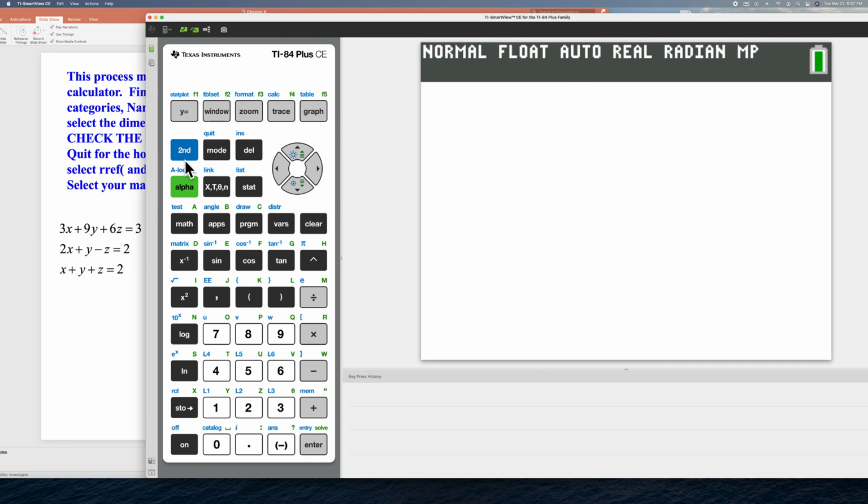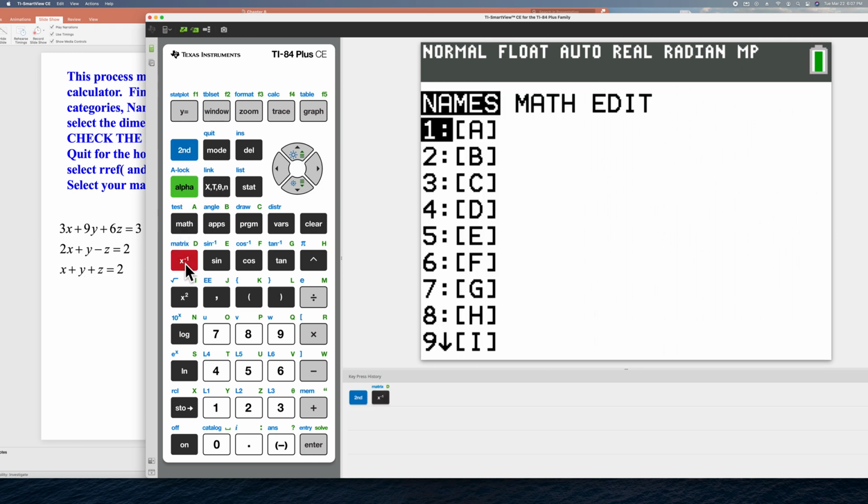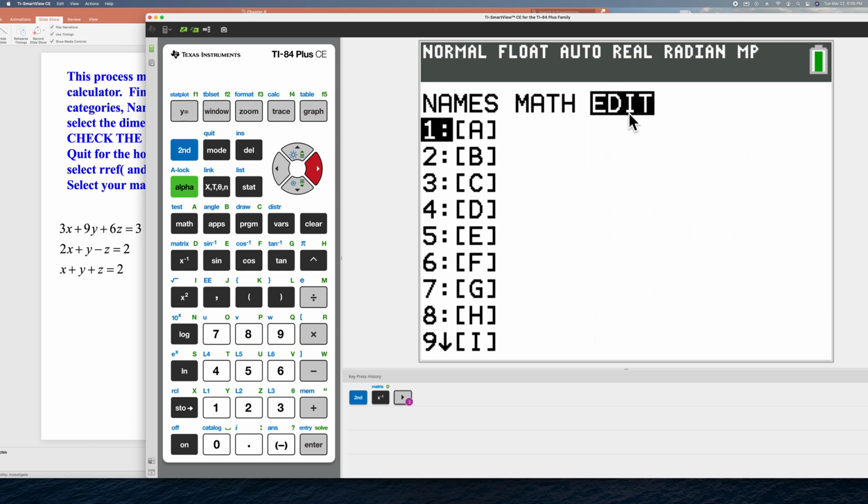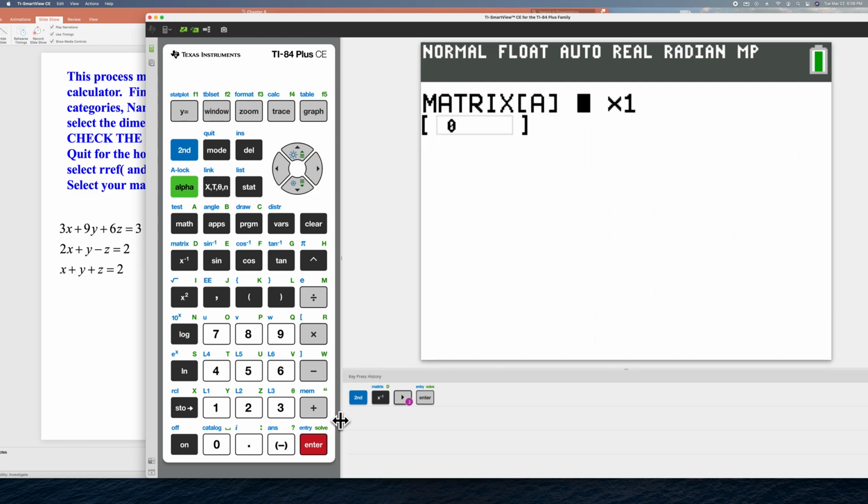Okay, so we're going to go second, matrix, the x to the -1 button right there. So we have 3 drop-down menus: names, math, and edit. Names, this is where you store your matrices. Math, this is where all the programs are that you can run on your matrices. Edit, this is where you enter all your matrices, and then it stores them under names. So we'll do matrix A, so I'm going to go ahead and hit enter.